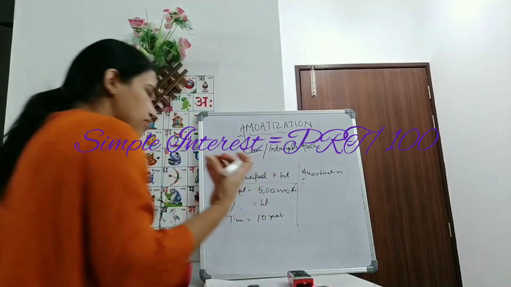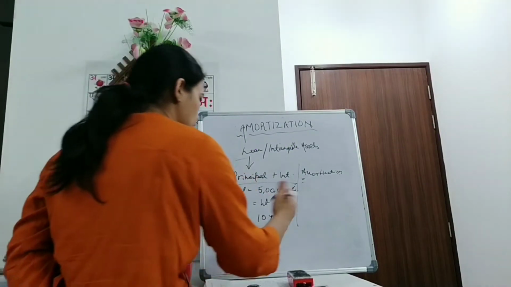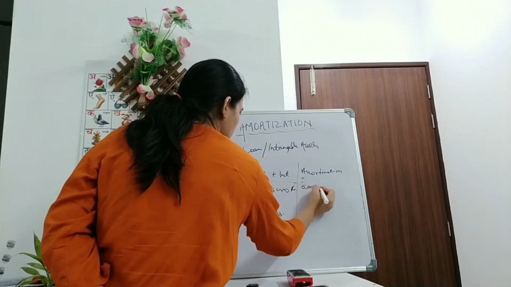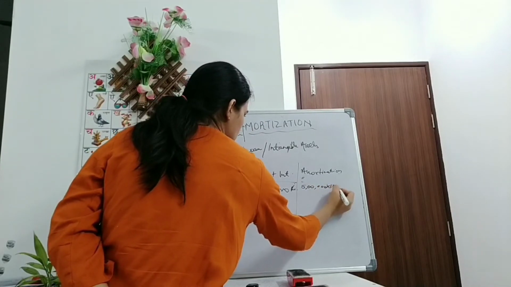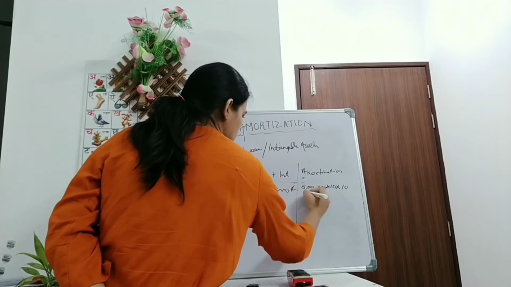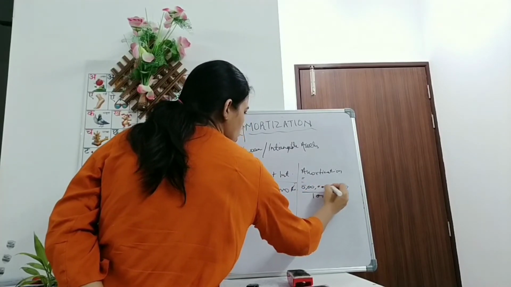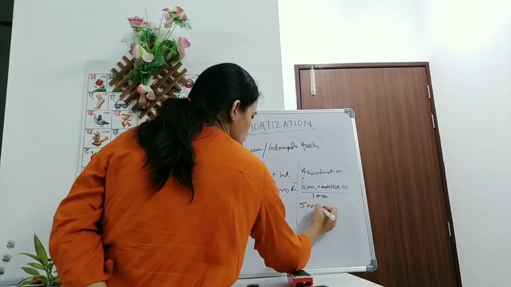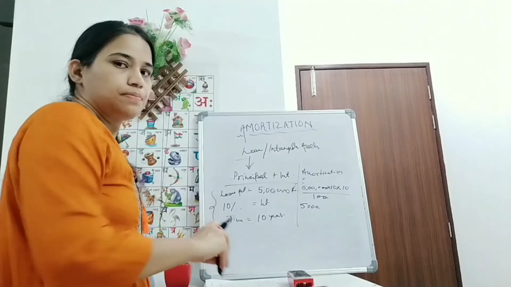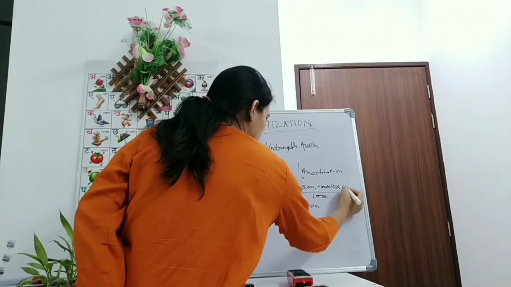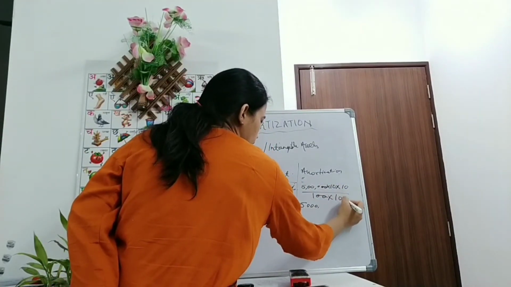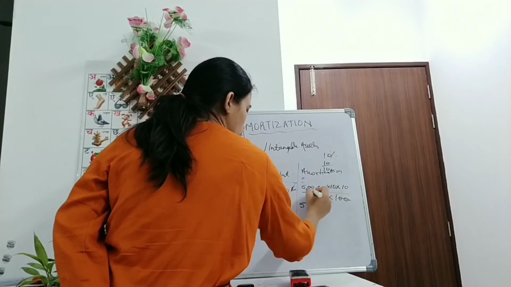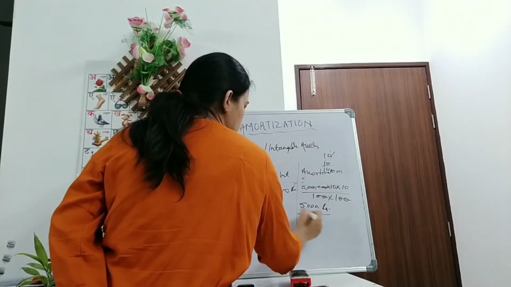So if you follow the simple interest formula, then how do we calculate the interest? Principal times time times rate divided by 100. So this is what will come, 5000. Again, because the rate is 10%, how do we write 10%? We will write 10 by 100. So 2 and 2, so what will come? 5000 rupees. This is the amount of interest.